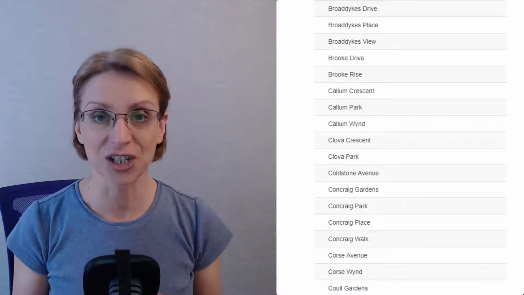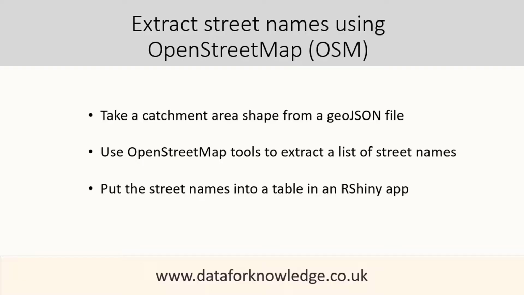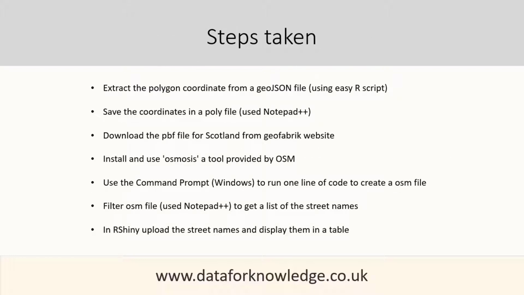Therefore, to get the street names, I will take the shape from the geoJSON file, and using OpenStreetMap tools, I will extract the names of the streets contained within the catchment area. I will then put the street names into a table inside an RShiny app. To extract the street names, I have got 7 stages.